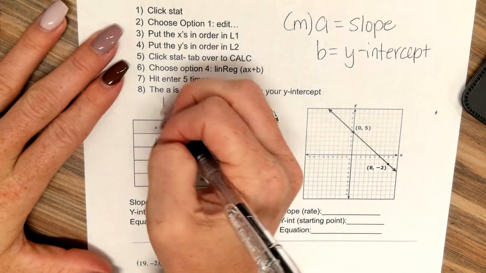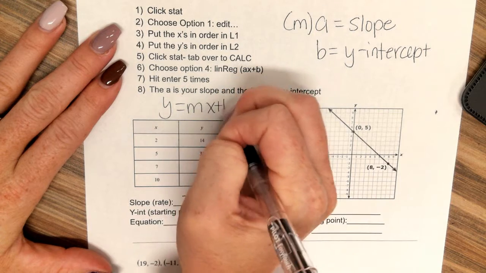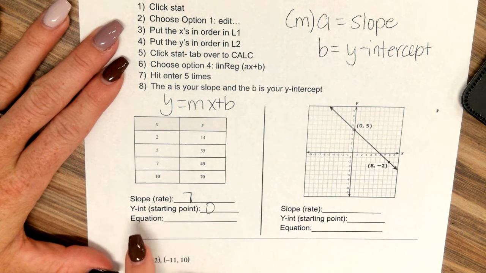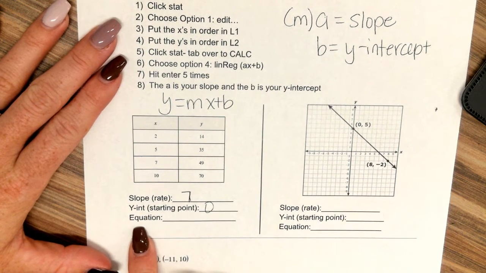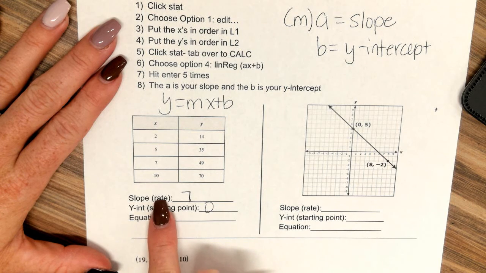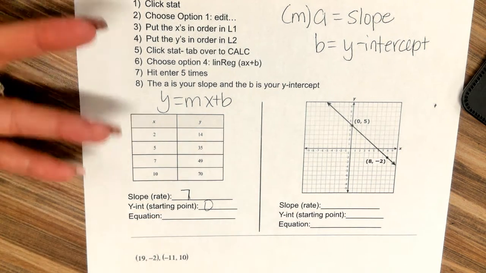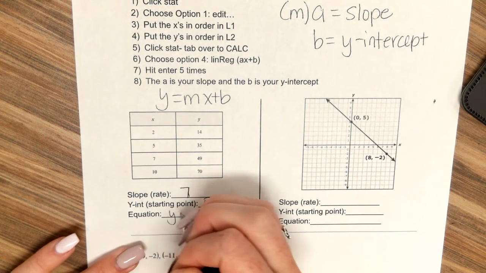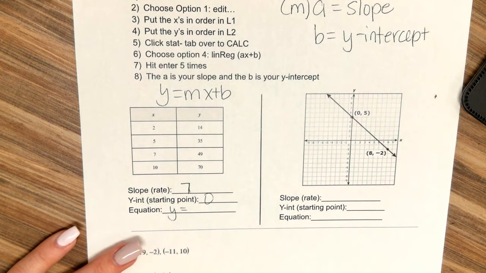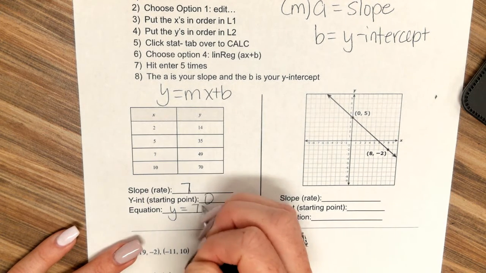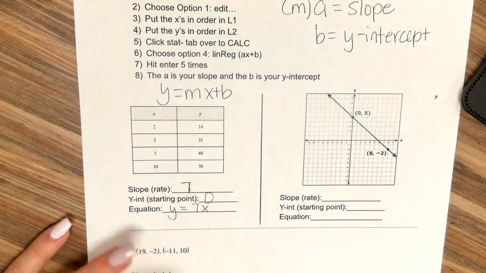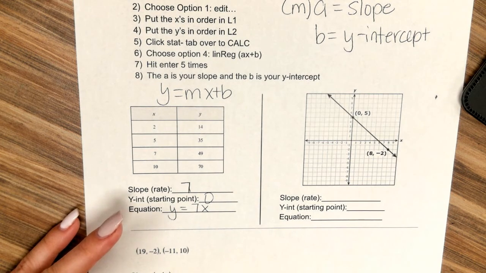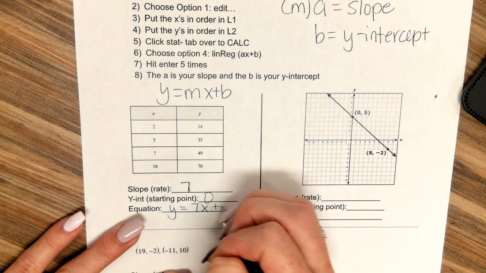So in y equals mx plus b, could I make an equation out of this? The only thing they did different is instead of calling the slope m, they call it A. I don't know why our calculator does that, but it does. So I would write y equals, who can write it for me? Y equals 7x plus 0. Do I need to put plus 0? No, but can I? Yes.